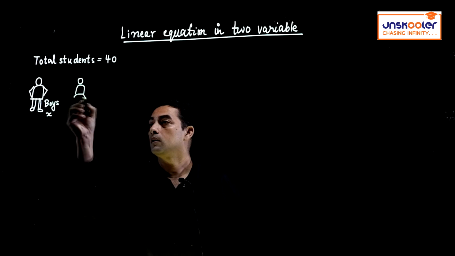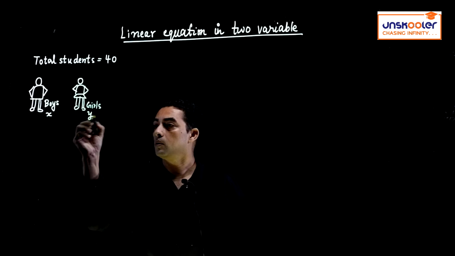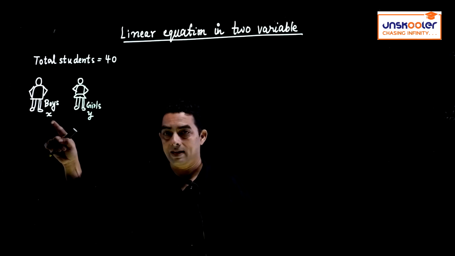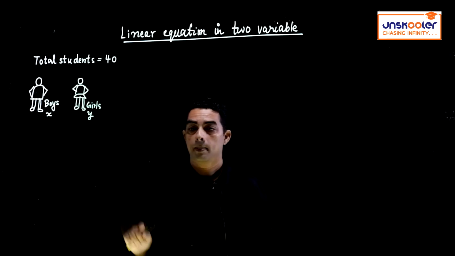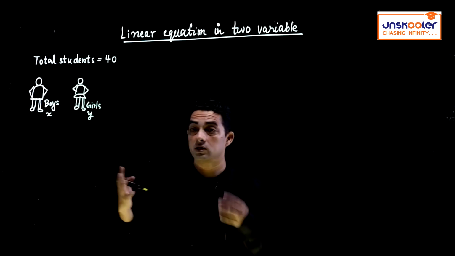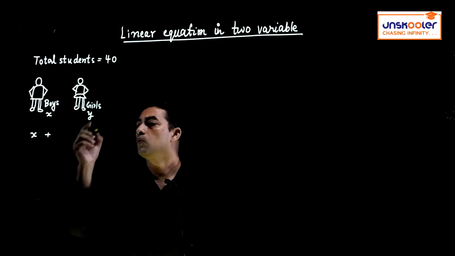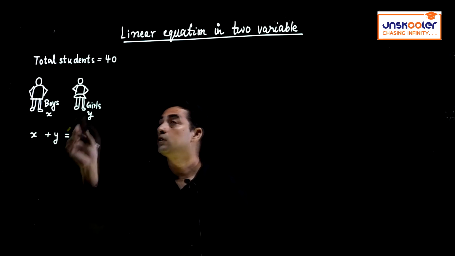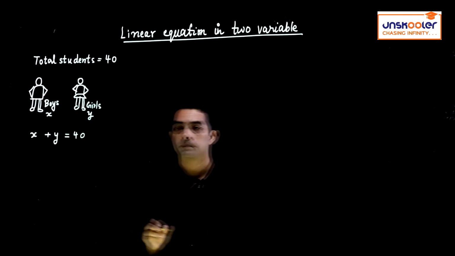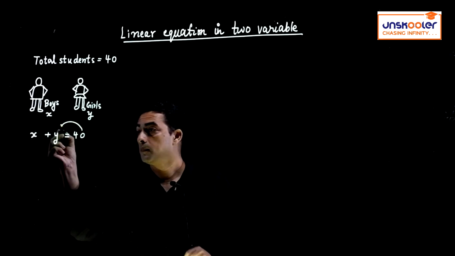So let's draw. Total number of the students is 40, number of boys is X, and number of girls is Y. Now, if we want to express this situation mathematically, it would be X for boys, Y for girls, and the total adds up to 40. Now let us take this 40 to the other side.